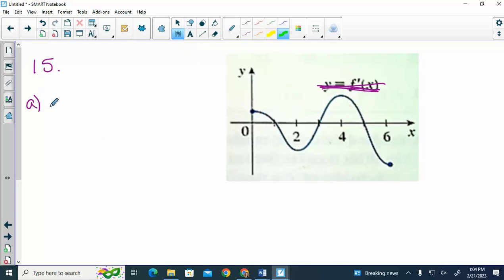So part A, I want to know where my graph was increasing and decreasing. Now I'm not asking you where the derivative is increasing and decreasing. I'm asking you, where was the original increasing and decreasing? So think about, how do we find increasing and decreasing? We do the derivative, we get our critical points, right? And we figure out those critical points are where that derivative is 0. Can you tell me where the derivative was 0?